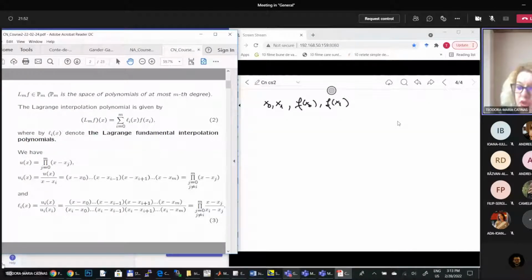M is equal to what value? One, right? So we have the nodes x0, x1 till xm. So in this case, m is equal to 1. M gives the degree of the polynomial. So pay attention that when we have more points, pay attention to the value of m. You should get a polynomial of degree m.